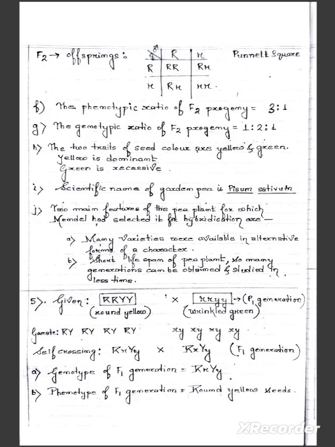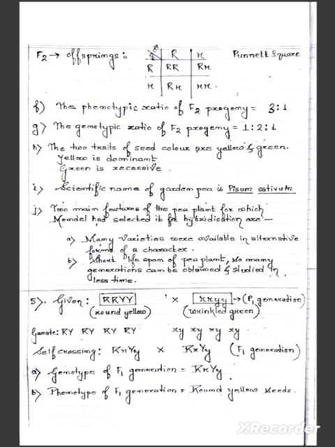So this one is the P1 generation, and from the P1 generation we will get the gametes. On the left hand side we have capital R, capital Y, like this 4 gametes we will get, and on the right hand side, small r, small y, 4 gametes we will get. Now we have done the self crossing to get the F1 generation.